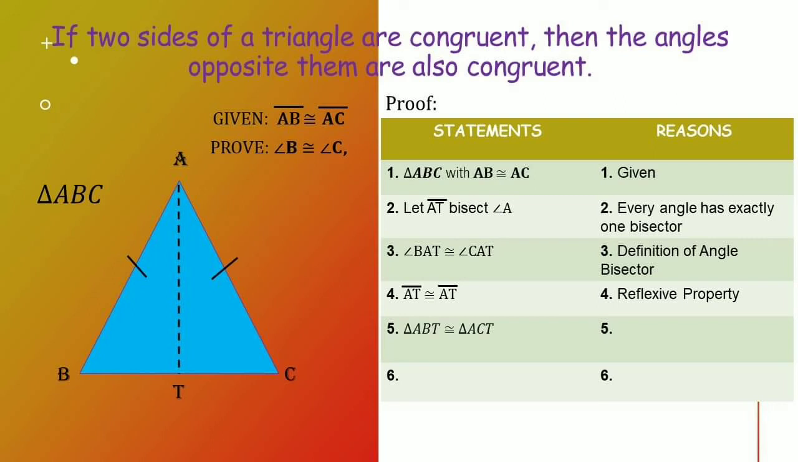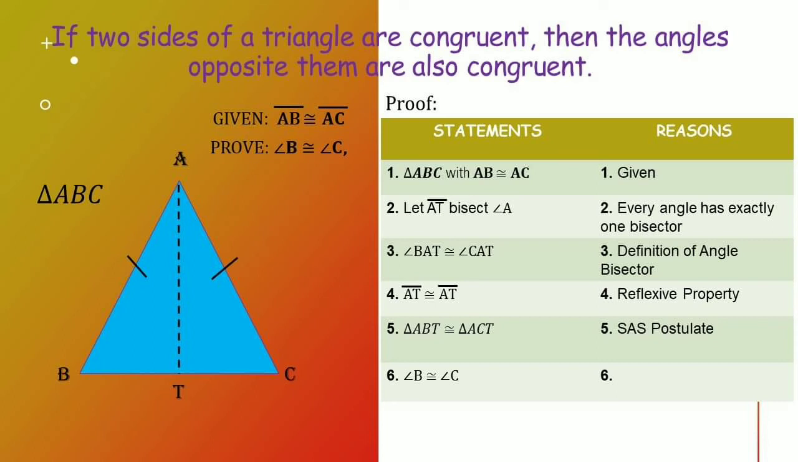Then we have triangle ABT is congruent to triangle ACT. So, na-prove na natin that these two triangles are congruent. And what will be the reason? That is by SAS postulate. Since na-prove na natin, we can say that angle B is congruent to angle C.